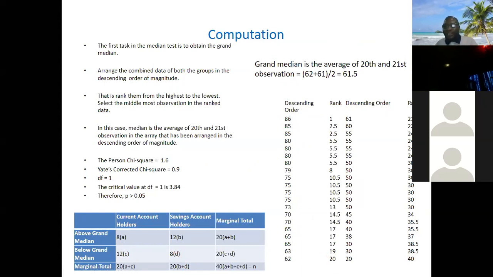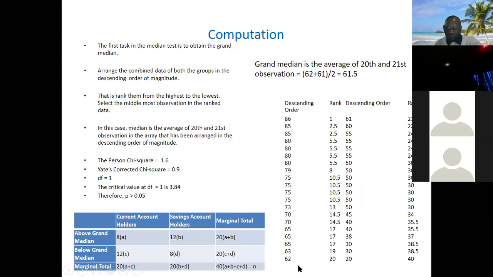So when you rank it descending, what will happen is that the median score will be between, can you see, number 20 and 21. The middle one will be 20 and 21. Number 20 and 21 are 62 and 61, so the average of 62 and 61 will be 61.5. So the median for them is 61.5.